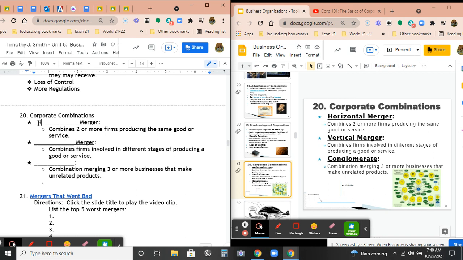All right, let's go to when corporations combine. They form a couple different styles of merger. There's a horizontal merger, a vertical merger, and then sometimes you just have a conglomerate. I'm going to explain this real quick.